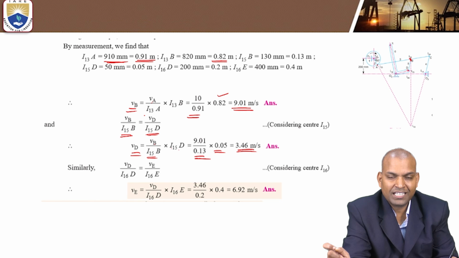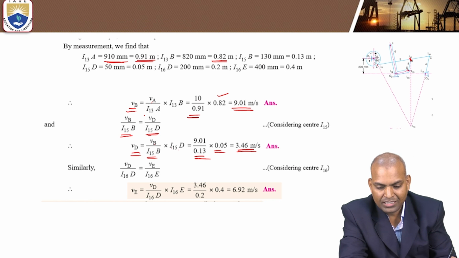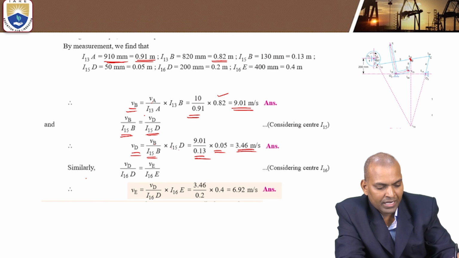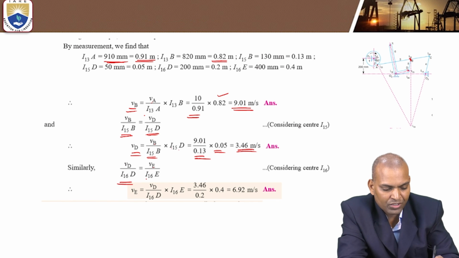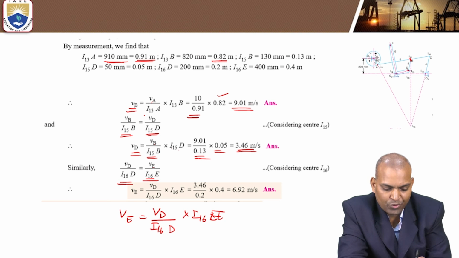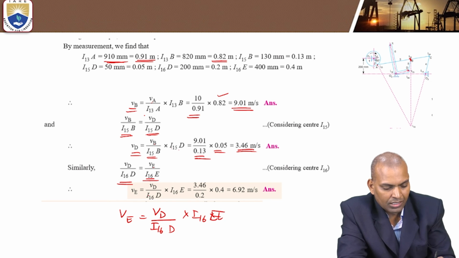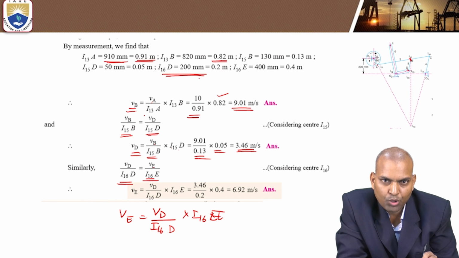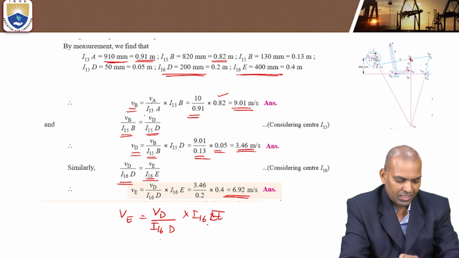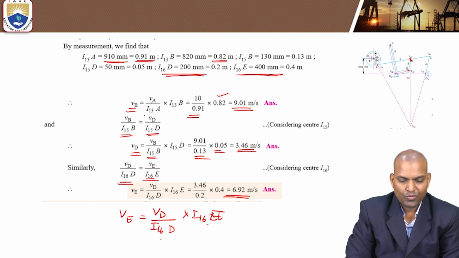Now, how to approach? D is connected to E. D is on the bell crank lever. Now the D and E relationship. What is the relation for the DE combination? Link 1,6, common I center. So omega, that is VD by I16D, equals VE by I16E. Then VE equals VD by I16D times I16E. VD we know, that is 3.46 meters per second, already calculated. I16D is 0.2 meters and I16E is 0.4 meters. Substitute over here. Finally, VE can be calculated. So, the velocity of the point E.